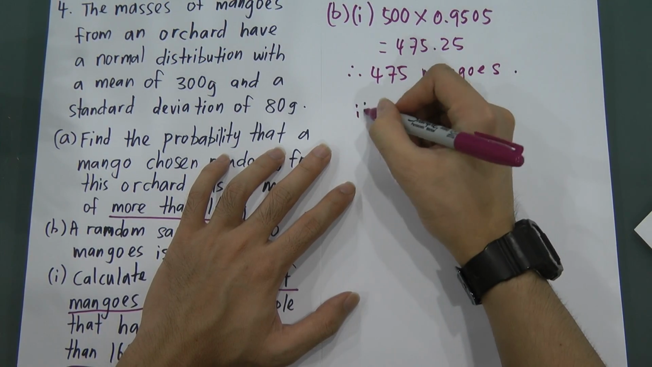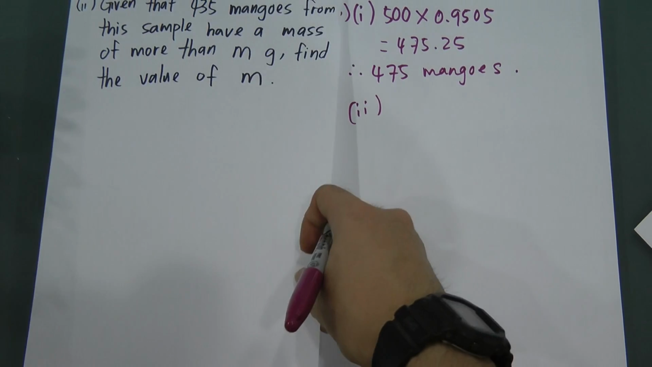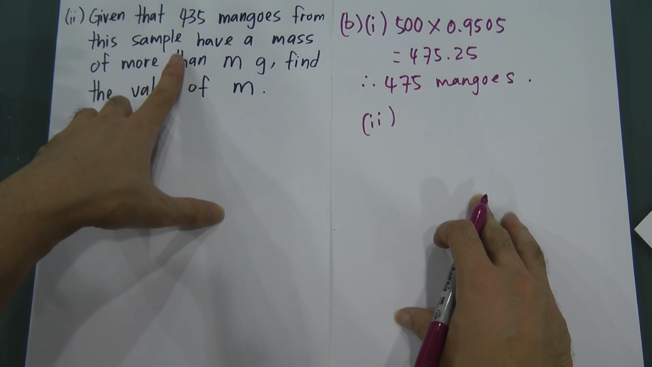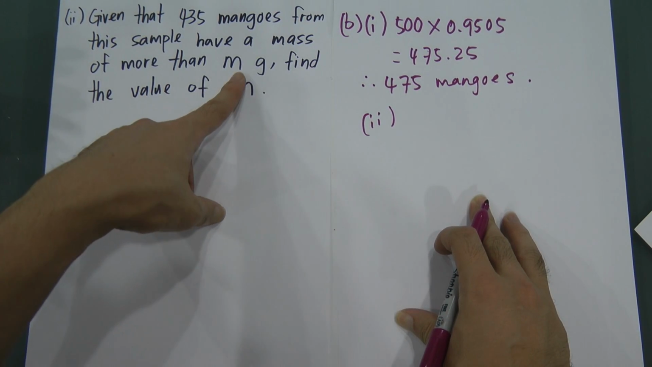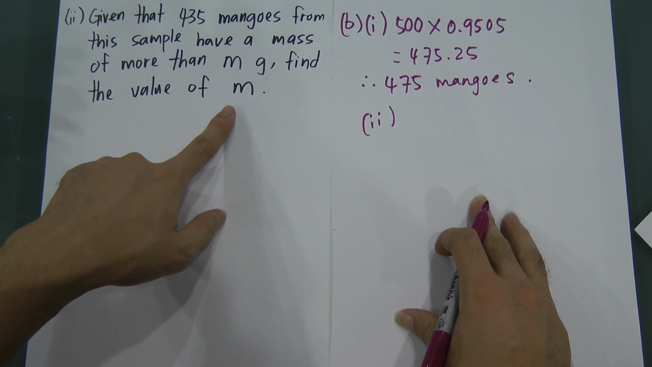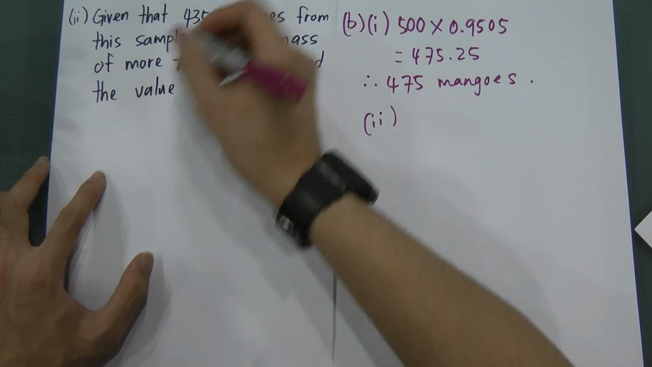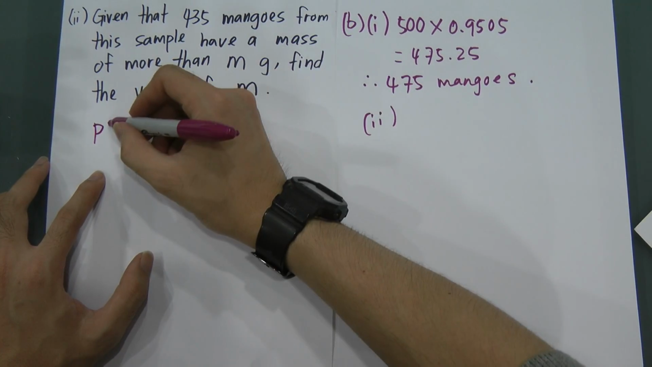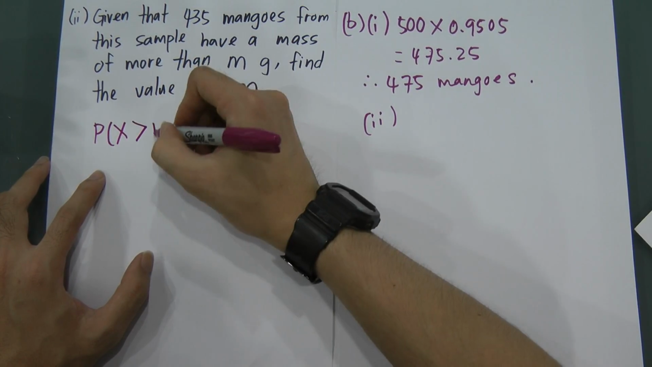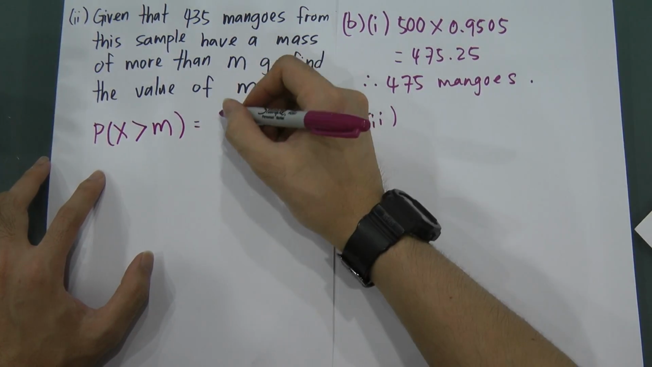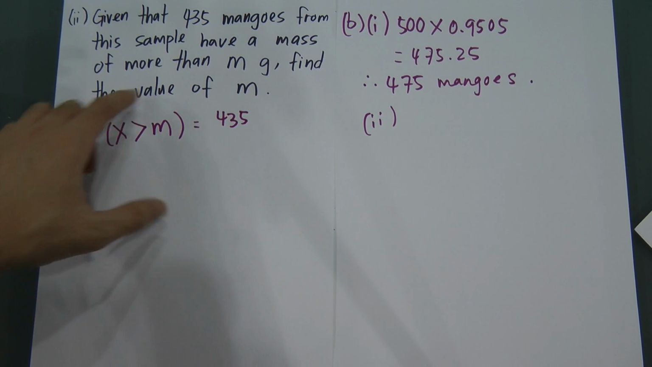Okay, for part 2 here, he said, given that 435 mangoes from this sample have a mass of more than m grams, find the value of m. Means what? Means actually from here, he says that the probability that the mass of a mango is more than m grams, you will have 435. Means you have 435 mangoes with this probability.